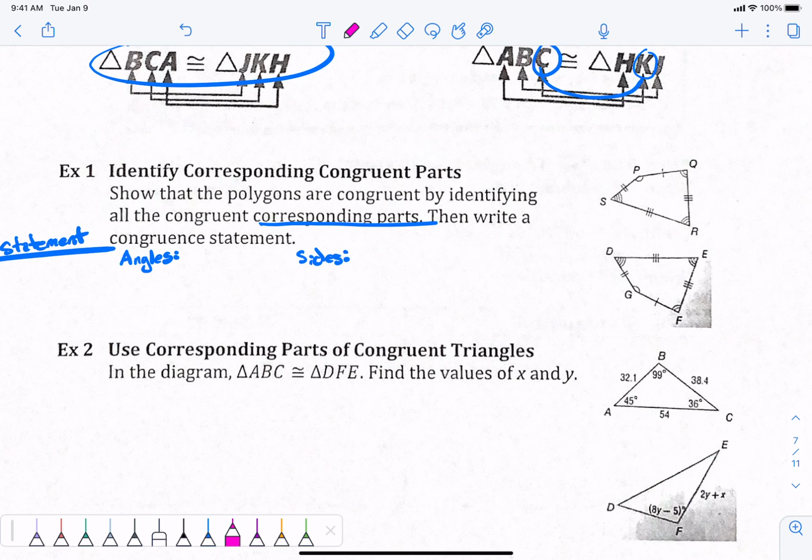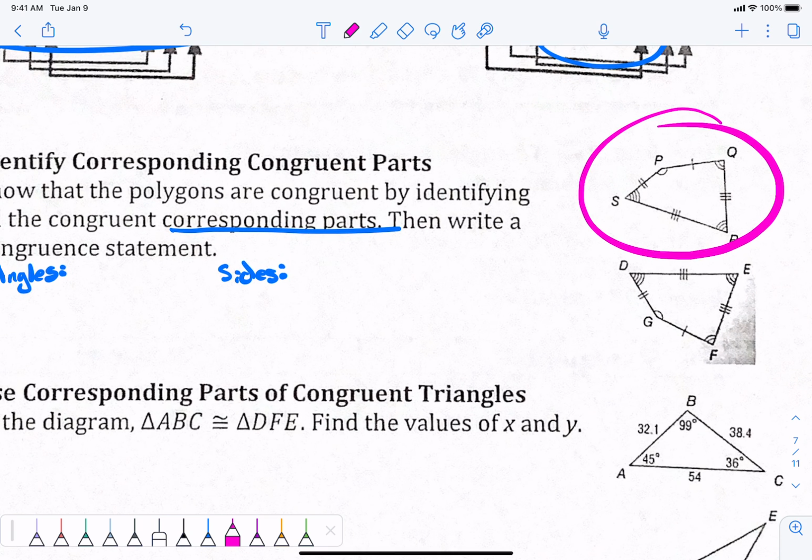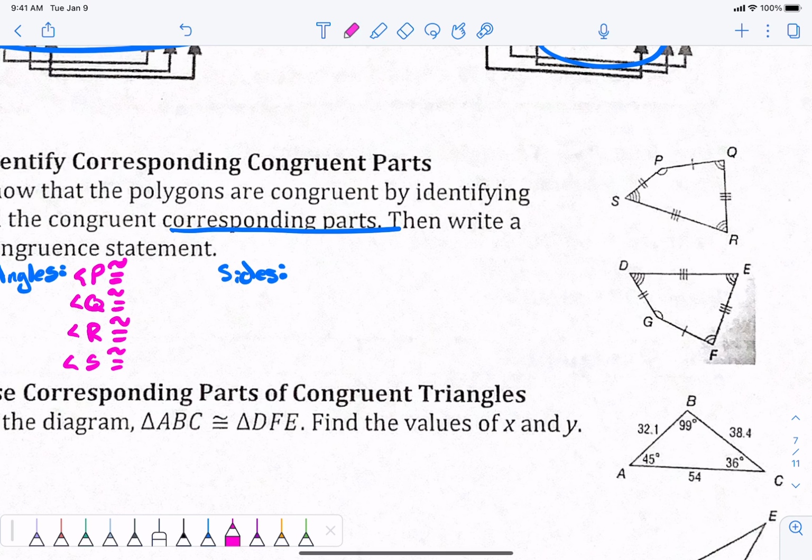So we have 4 angles matching 4 angles and 4 sides matching 4 sides. Okay, so let's start with the angles, and here's how I do this. I just go around the top one in a circle. So angle P is matching something. Angle Q is matching something. Angle R is matching something, and angle S is matching something. Okay, so P goes with something, Q goes with something, R goes with something, S goes with something. All right, which one does P go with? G. You can see that from the diagram. They each have 1 tick mark. So P and G go together. Q goes with F. R goes with E. And S goes with D. Okay.